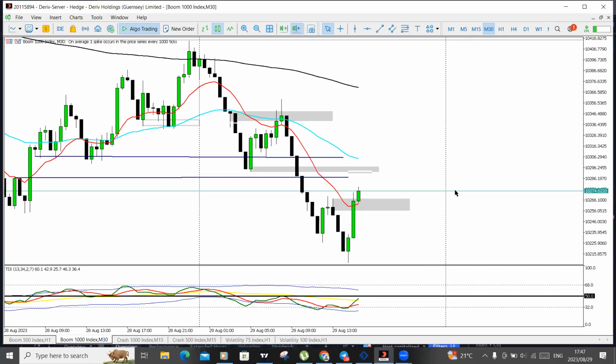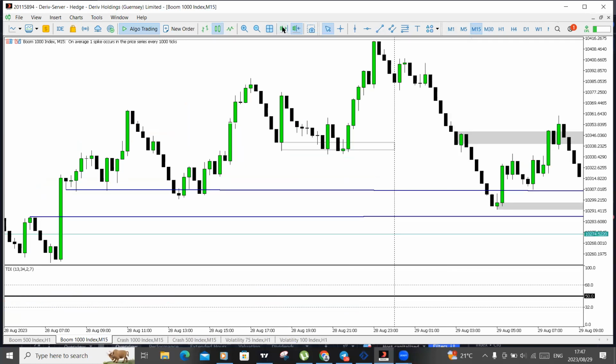Okay, our trade here has not yet reached our TP. You can see it sort of slowed down when it got here. Slowed down a little bit. So let's see what they want to do.